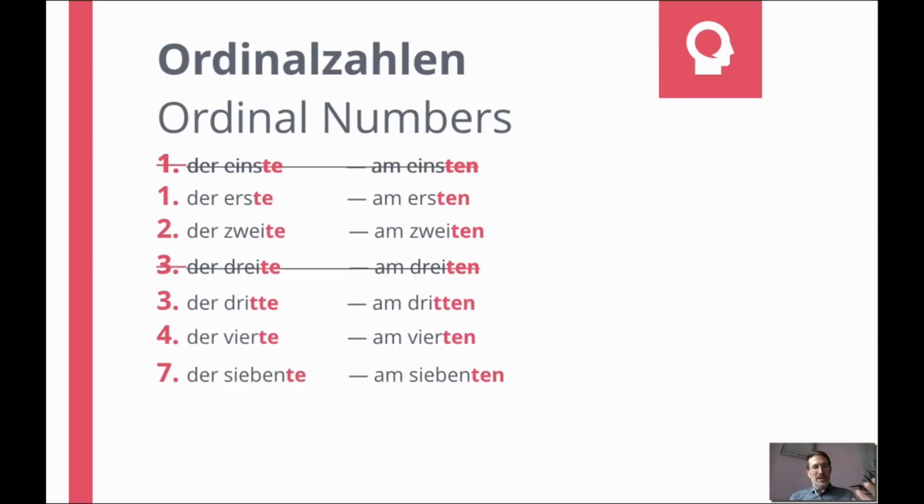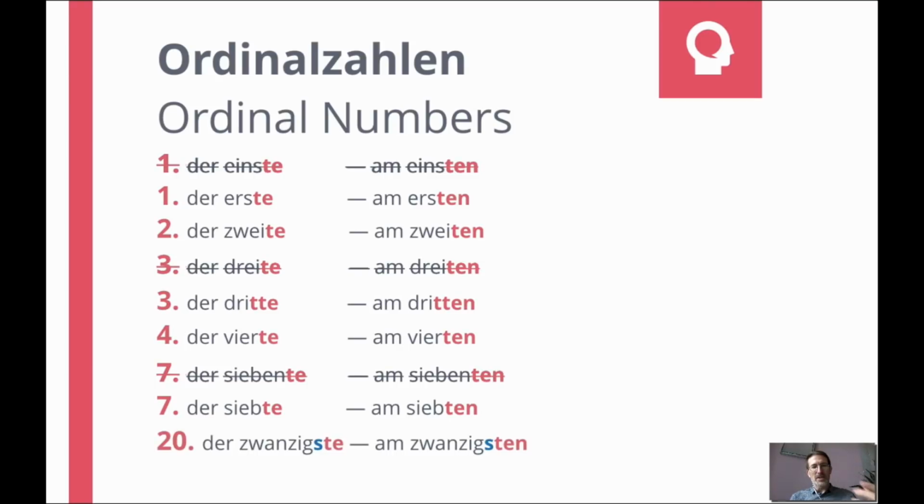Fifth and sixth I skip. Seven is a bit special. We don't say der siebente am siebenten. Maybe in some dialects you might still hear that. I saw that the last time in a very old children's book. We say der siebte am siebten. So we lose the en at the end of sieben. That's a bit special. 8 and 9 and 10 and all the others are normal.